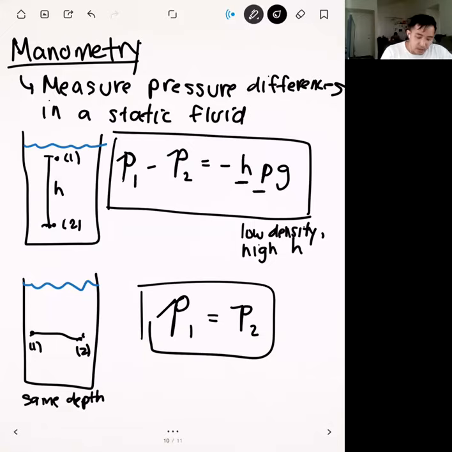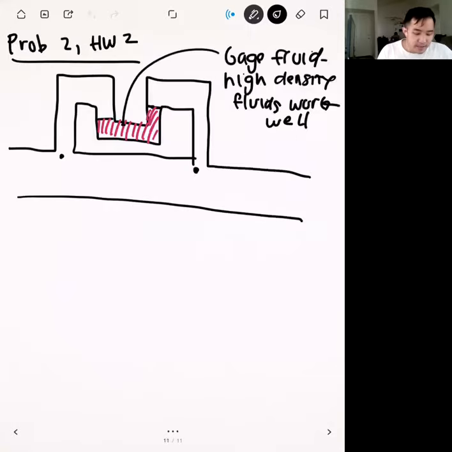Okay. And by the same token, if you have a high density, then in order for you to compute that same pressure difference, you only need a modest change in height. Okay? And the reason we would want a fluid with a high density is because oftentimes these devices are space compact, so you don't want them to take up too much space.